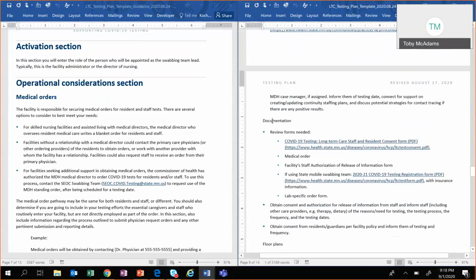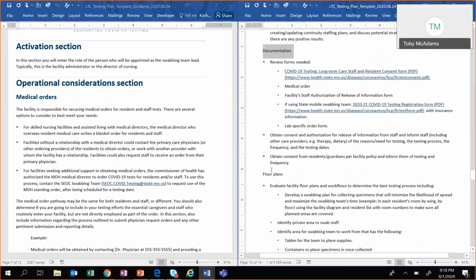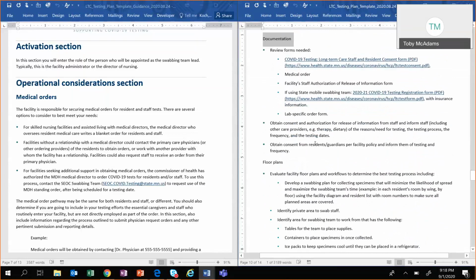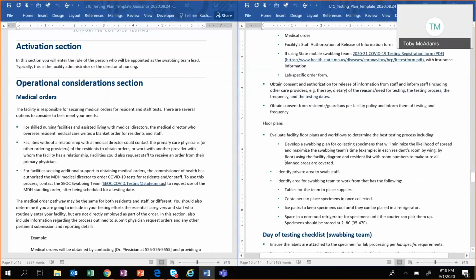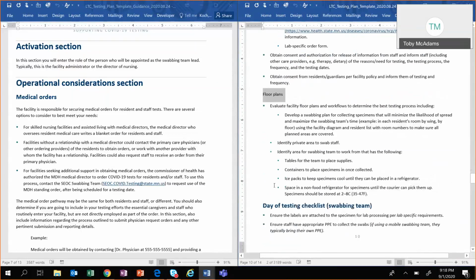I'm going to have to think about documentation. You know, what are some of the forms I'm going to need to complete? What about my medical records? Floor plans. Okay, so I'm going to be thinking about how I'm going to implement testing in my facility. Is it going to be in the living room, in the dining room? What's the layout going to look like? How do I ensure the safety of both my residents and staff?